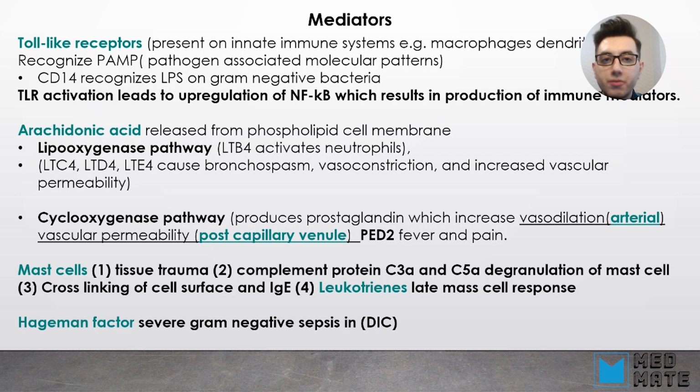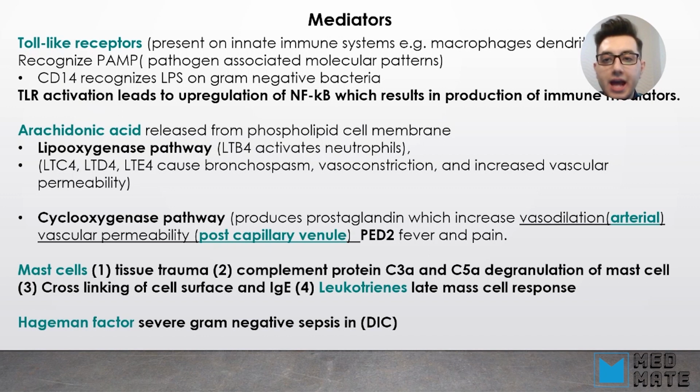Now, one of the classic examples of those receptors can be the CD14 receptor that can recognize LPS in gram-negative bacteria. TLR or toll-like receptor activation leads to upregulation of NF-κB, and NF-κB results in production of immune mediators. After activation of NF-κB, we have the flood of immune mediators, and that initiates the acute inflammation.